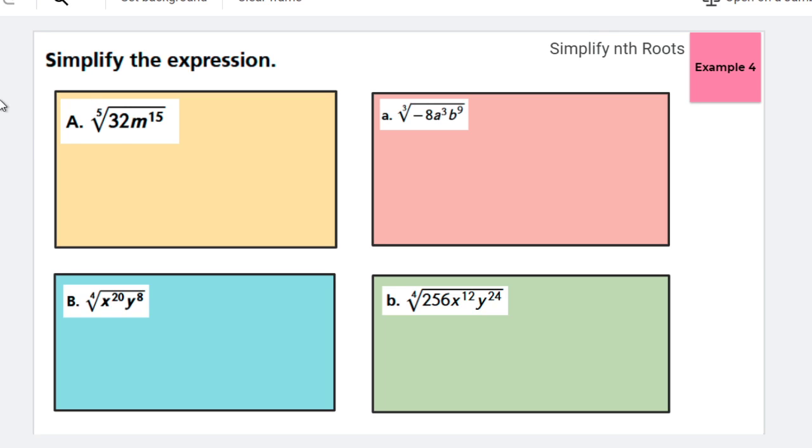So let's check this out. So 32. I'm going to go ahead and do the prime factorization of that. I know that 32 is 8 times 4. 8 is 2 times 2 times 2. And 4 is 2 times 2. So 32 is the same thing as 2 to the 5th.